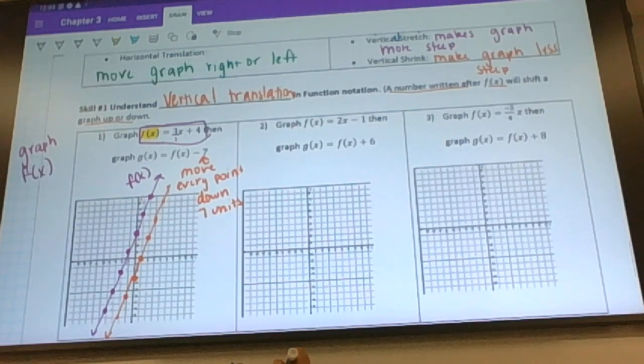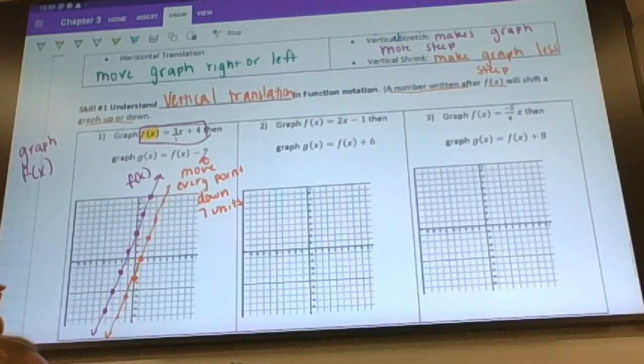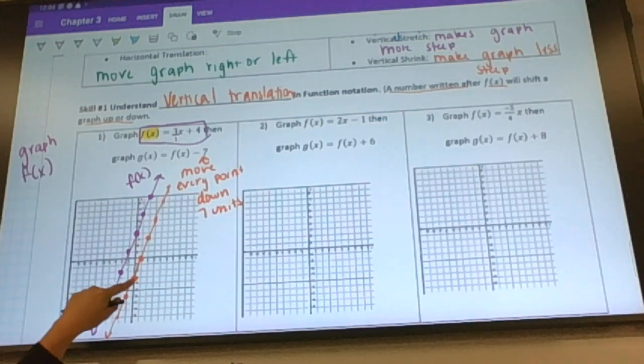But your new equation on number 1 for g is 3x plus 4. Watch. Your new equation is 3x plus 4. It's the f equation, but they put a little -7 at the end. So it's 3x, 4 minus 7 is -3. So g of x has the exact same slope as f of x, but its y-intercept is at -3 because you count down 7.